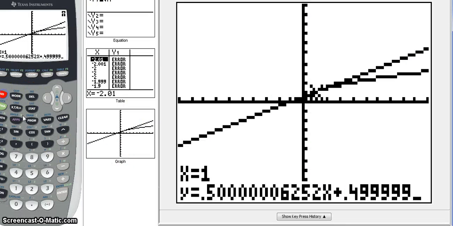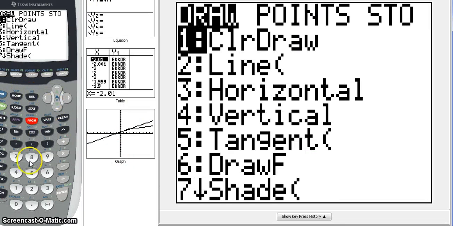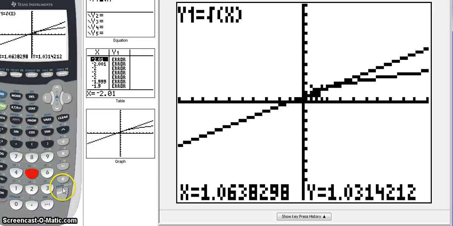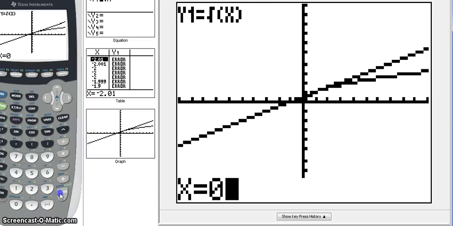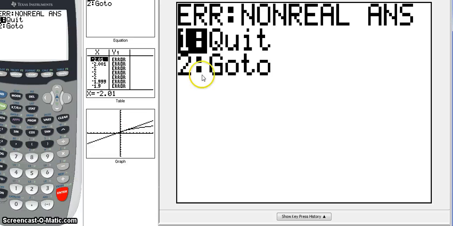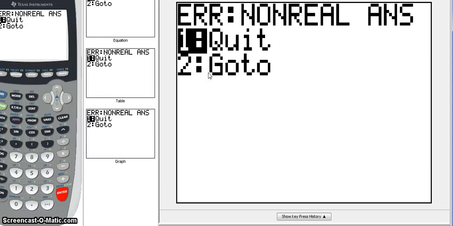Let's look real quick what would happen if we did the tangent line at 0. So if I hit 0, now it gives me an error, which I know should happen because it's undefined there, or the line is undefined there, or the slope, I'm sorry. So we can't draw the tangent line at 0.